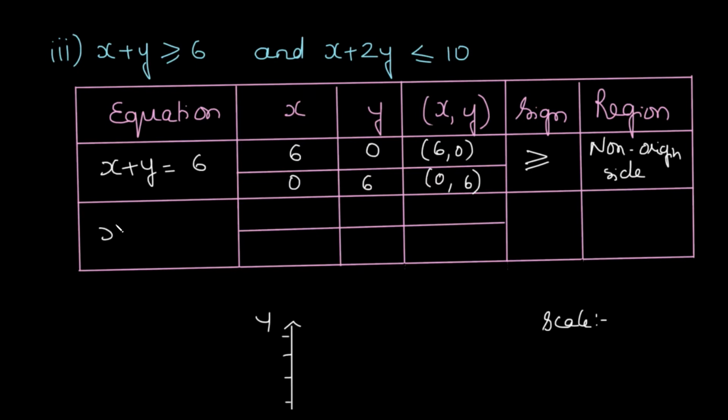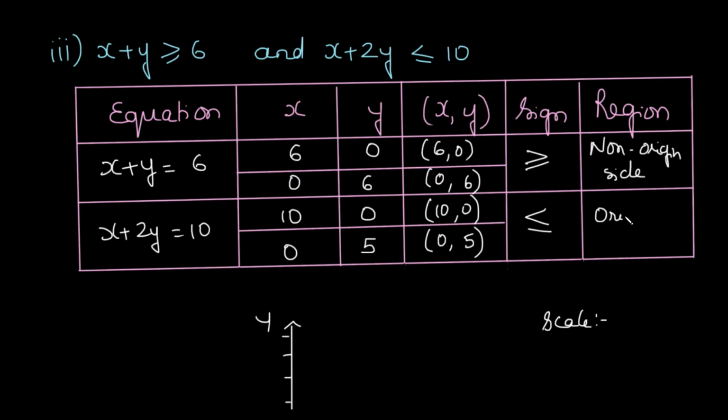The second equation, x plus 2y is equal to 10, becomes the equation for us. Again, we can easily put x and y as 0 correspondingly and get the corresponding values of the other coordinate. So when y is 0, x is 10. When x is 0, y becomes 5. Just observe from the equation here. The symbol is less than or equal to, and therefore the region is the origin side.